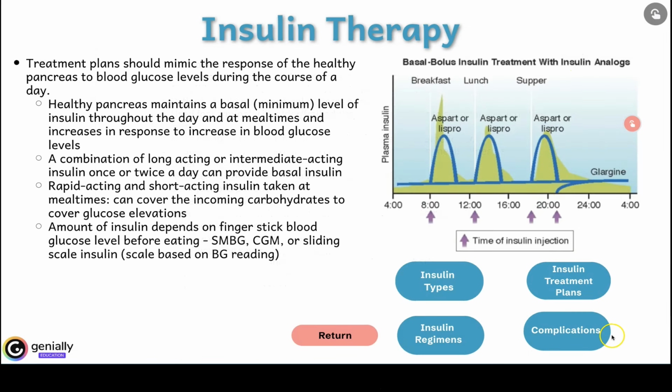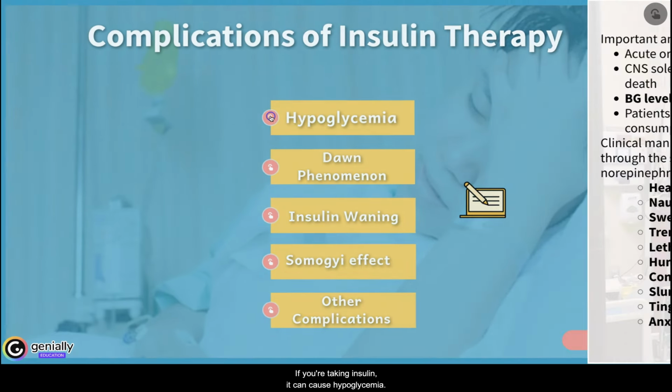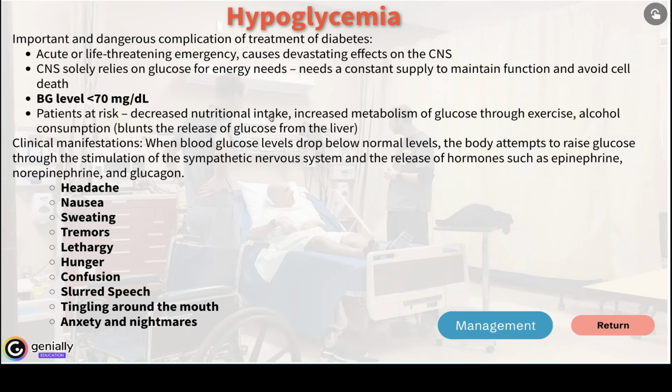What are the complications of insulin therapy? Remember, we mentioned, any disease process, when you take a medication, it can create the opposite effect, right? If you take an antihypertensive, it can cause extremely low blood pressure. Same thing with insulin. If you're taking insulin, it can cause hypoglycemia. What is hypoglycemia? It's a blood glucose level of less than 70. It's acute or life-threatening, right? Because remember, it has devastating effects on your central nervous system because your central nervous system solely relies on glucose for energy. So it needs a constant supply to maintain that function to avoid cell death.